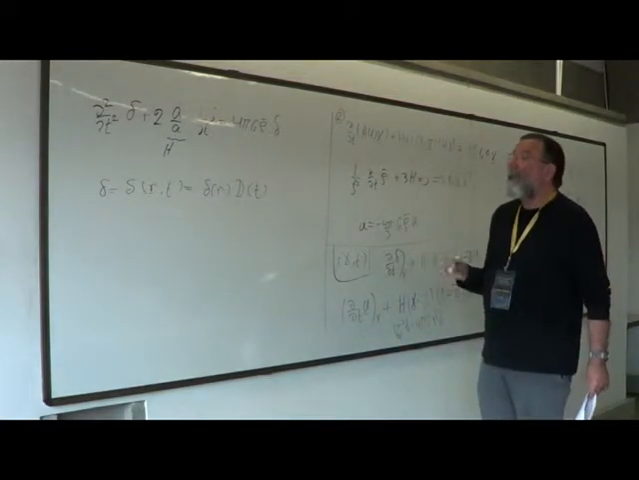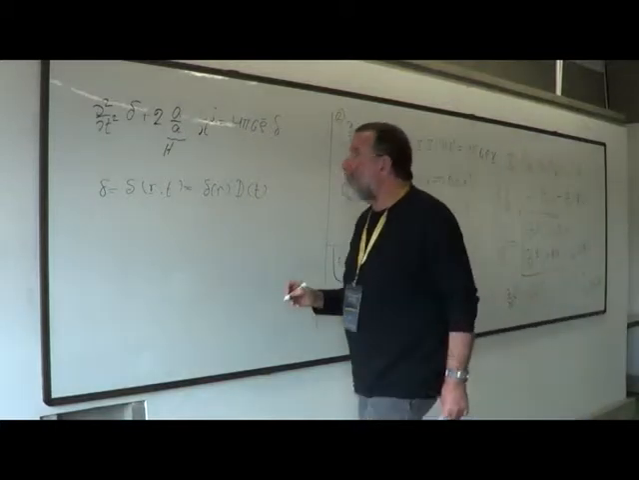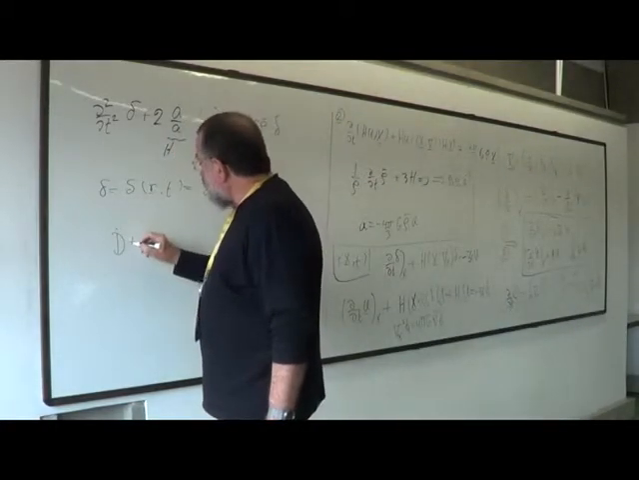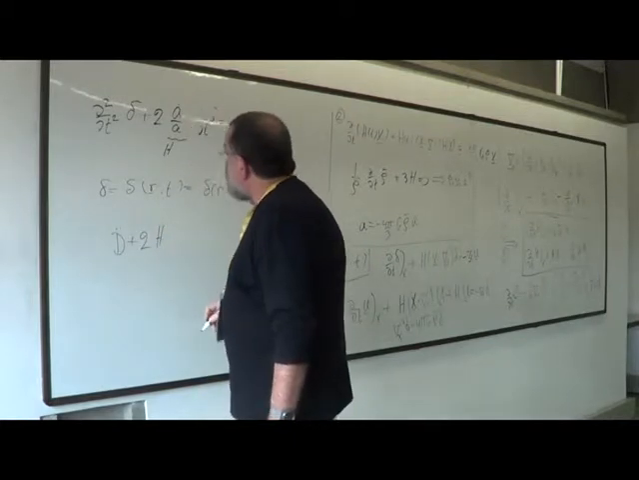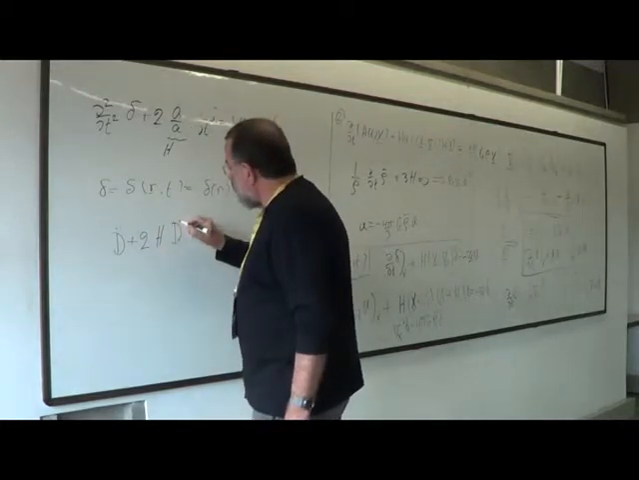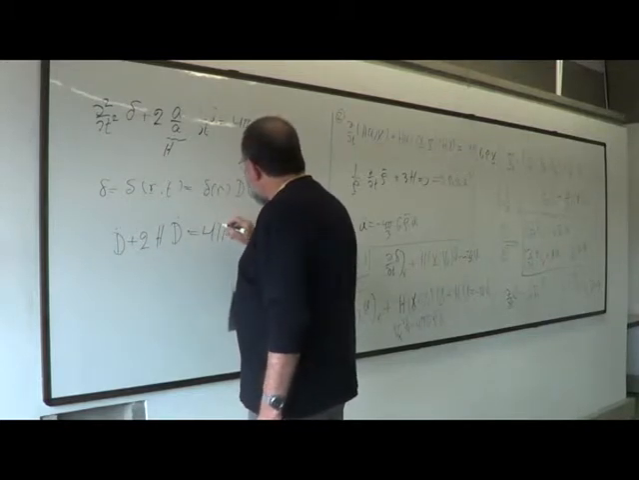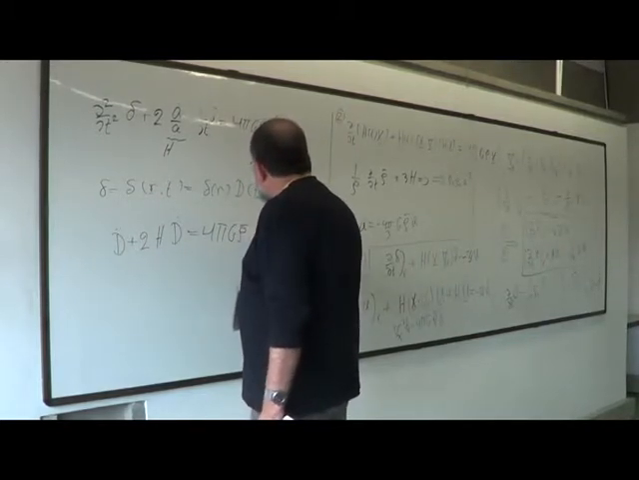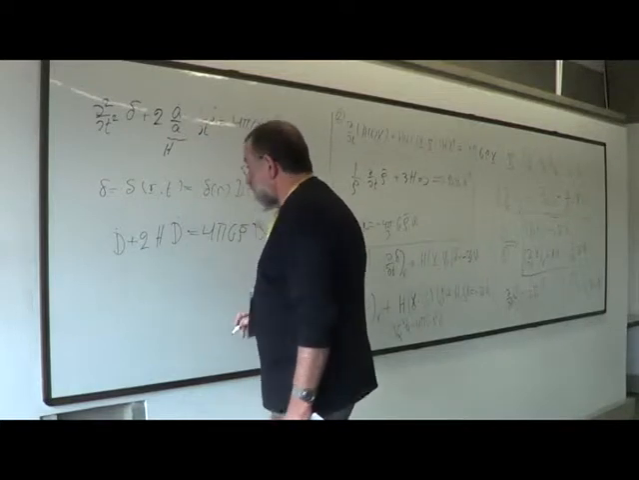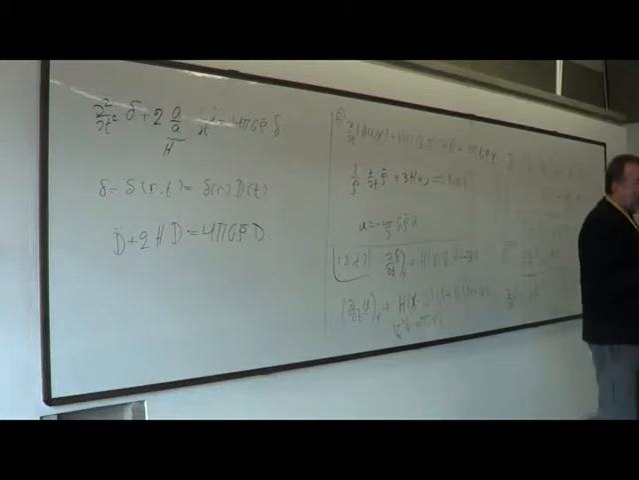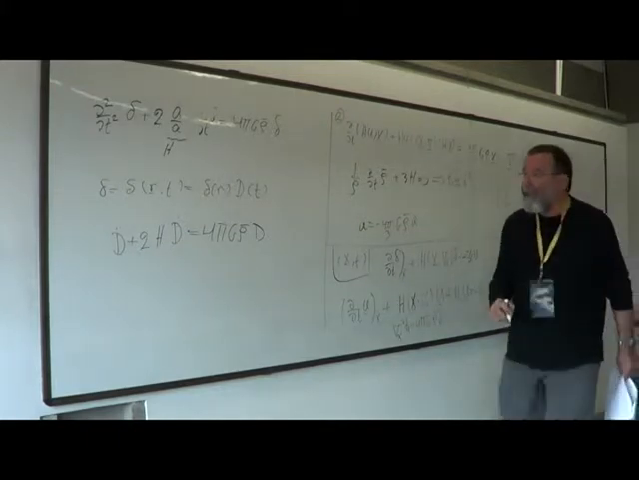And putting these answers in, we see that the equation we obtain is d double dot plus, let me write it like this, 2h d dot equals 4 pi G rho d. And d depends only on the time. Okay, so that's the equation.